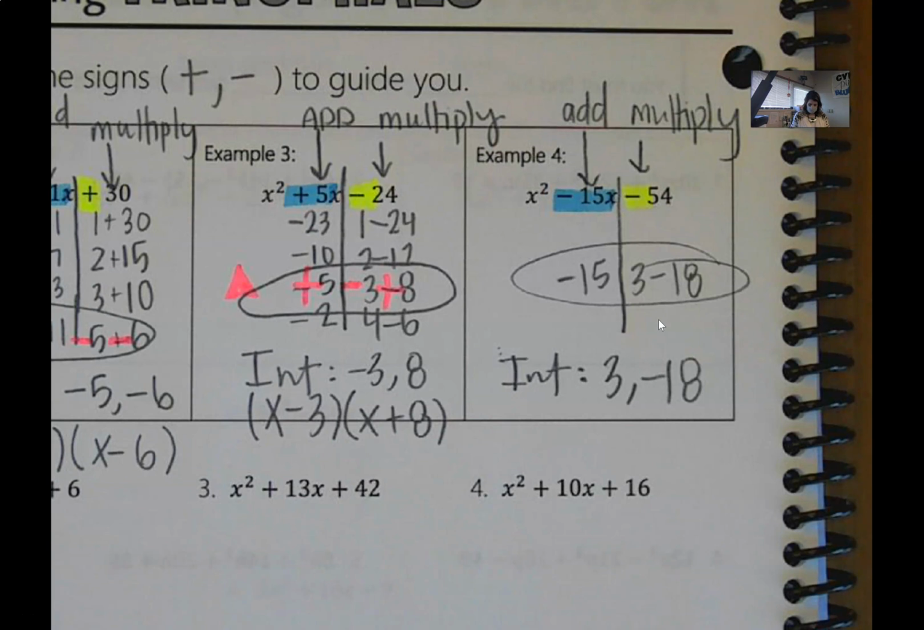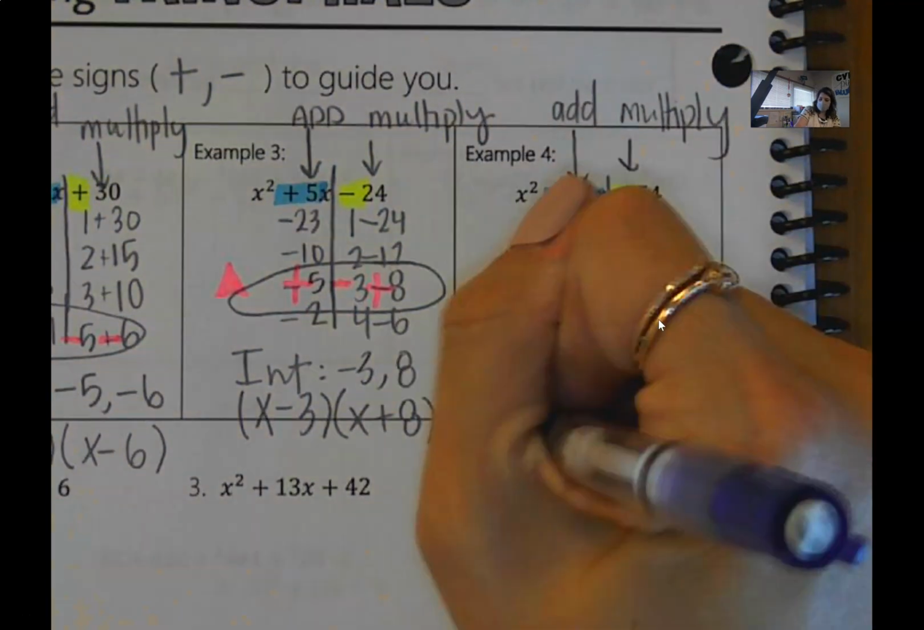Okay, show me. X plus 3 times x minus 18.